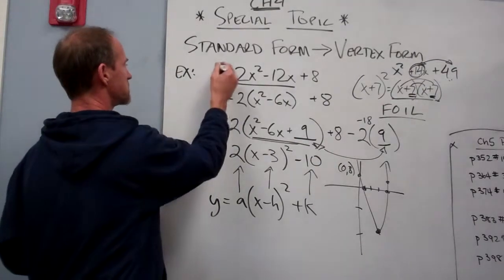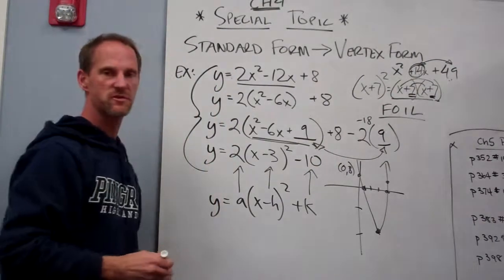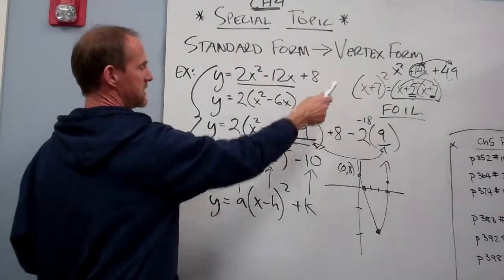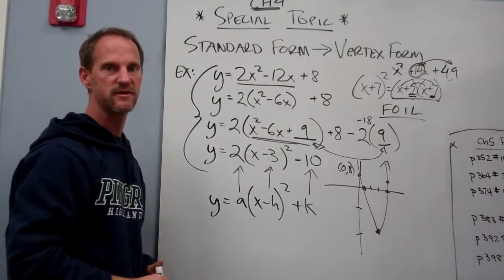But these are the steps that we use to complete the square and put a standard form quadratic into vertex form so we can graph it easily.